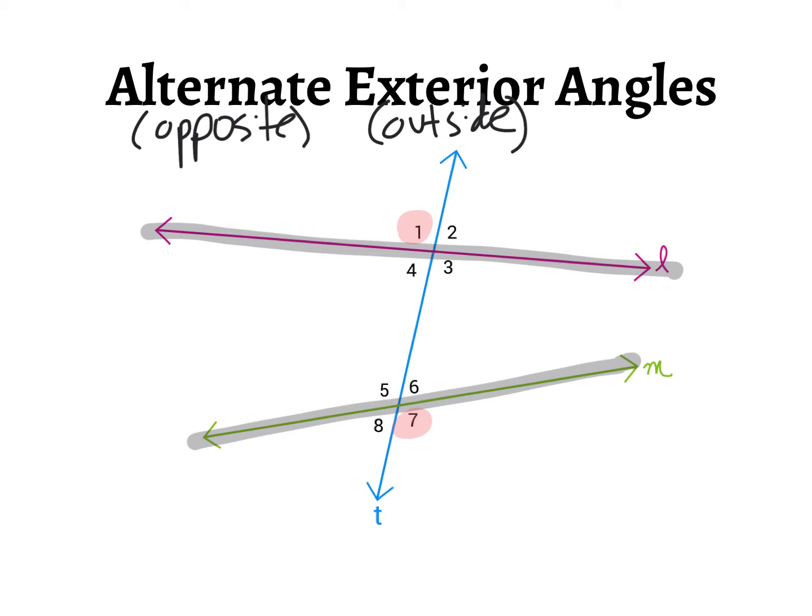We also have another example here. We can also use angle 8 and angle 2. Those are on the outside and opposite of each other. So angle 1 and angle 7, or angle 2 and angle 8.